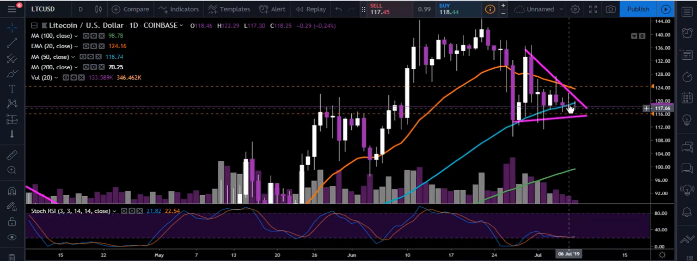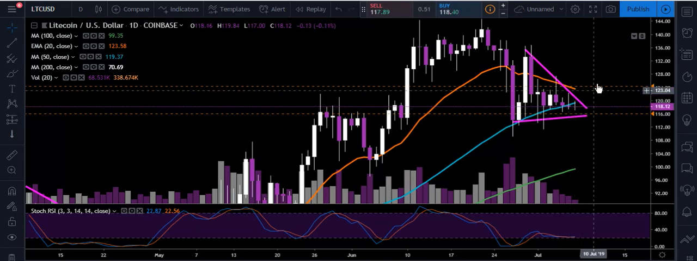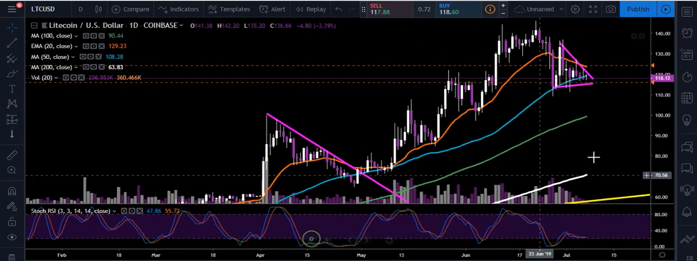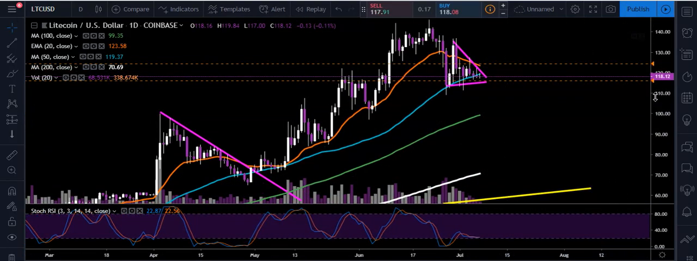No one knows what the big whales are going to do next, if they're going to push it to the upside or if there's going to be a big sell-off. But we have to plan and we have to be ready, and what we have to do is put the odds in our favor, guys. That's the best thing that we can do.